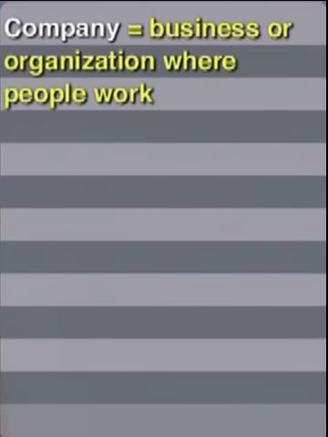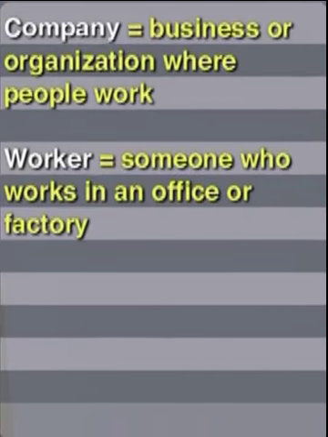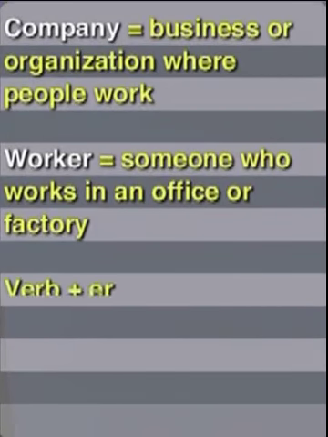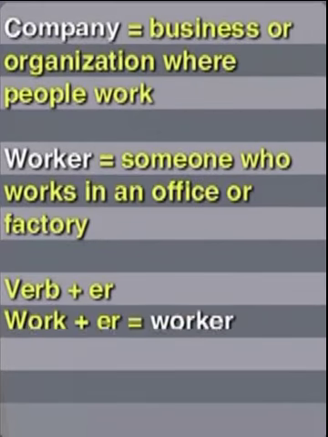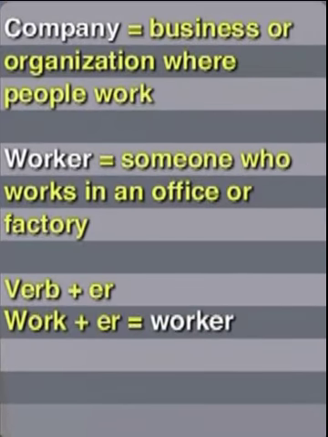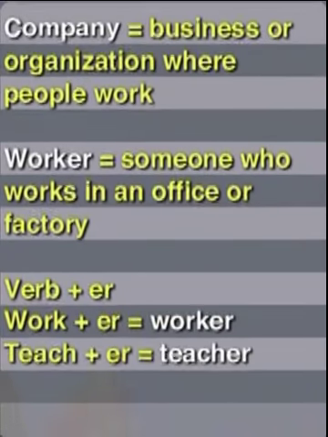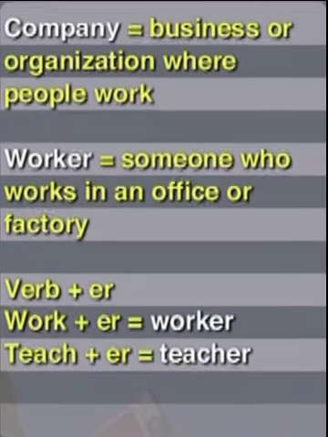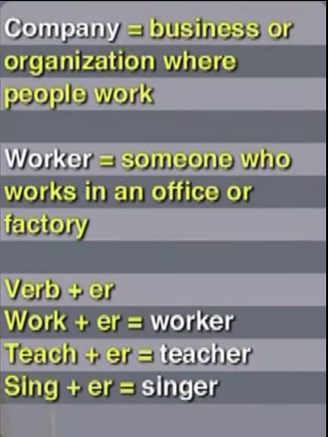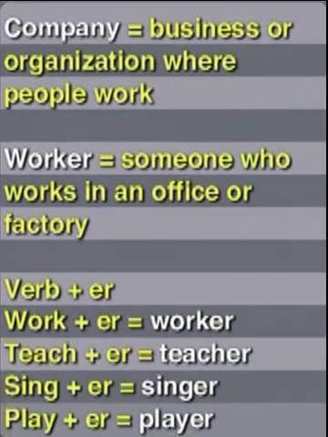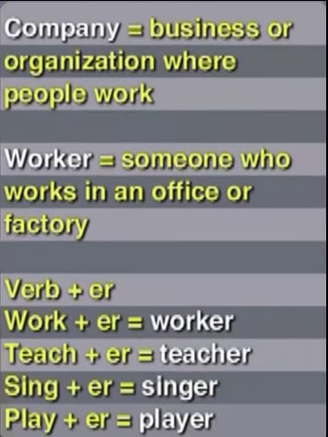A company is a business or organization where people work, and a worker is someone who works in an office or factory. Notice this work comes from the verb work plus er. In English, it is common to add er to a verb to form the name of the person who does it. For example, teach plus er equals teacher. Sing plus er equals singer. And play plus er equals player. Like football player. That's all there's time for now.